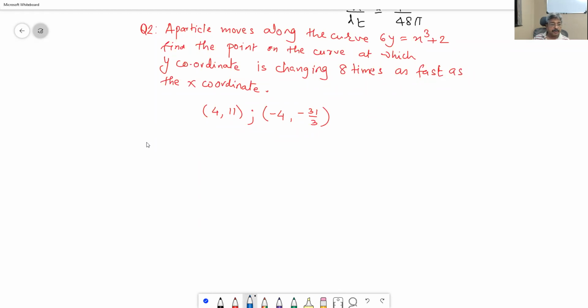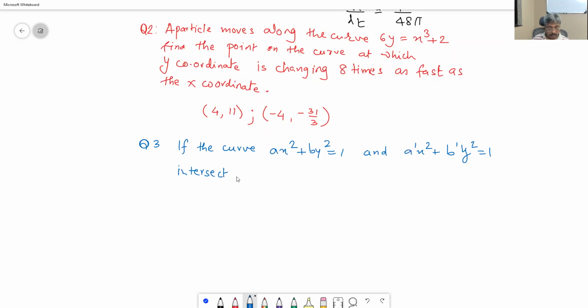Okay. Question 3. If the curve ax square plus by square is equal to 1 and a dash x square plus b dash y square is equal to 1 intersect each other orthogonally, then prove that a minus a dash upon b minus b dash is equal to a dash upon b dash.